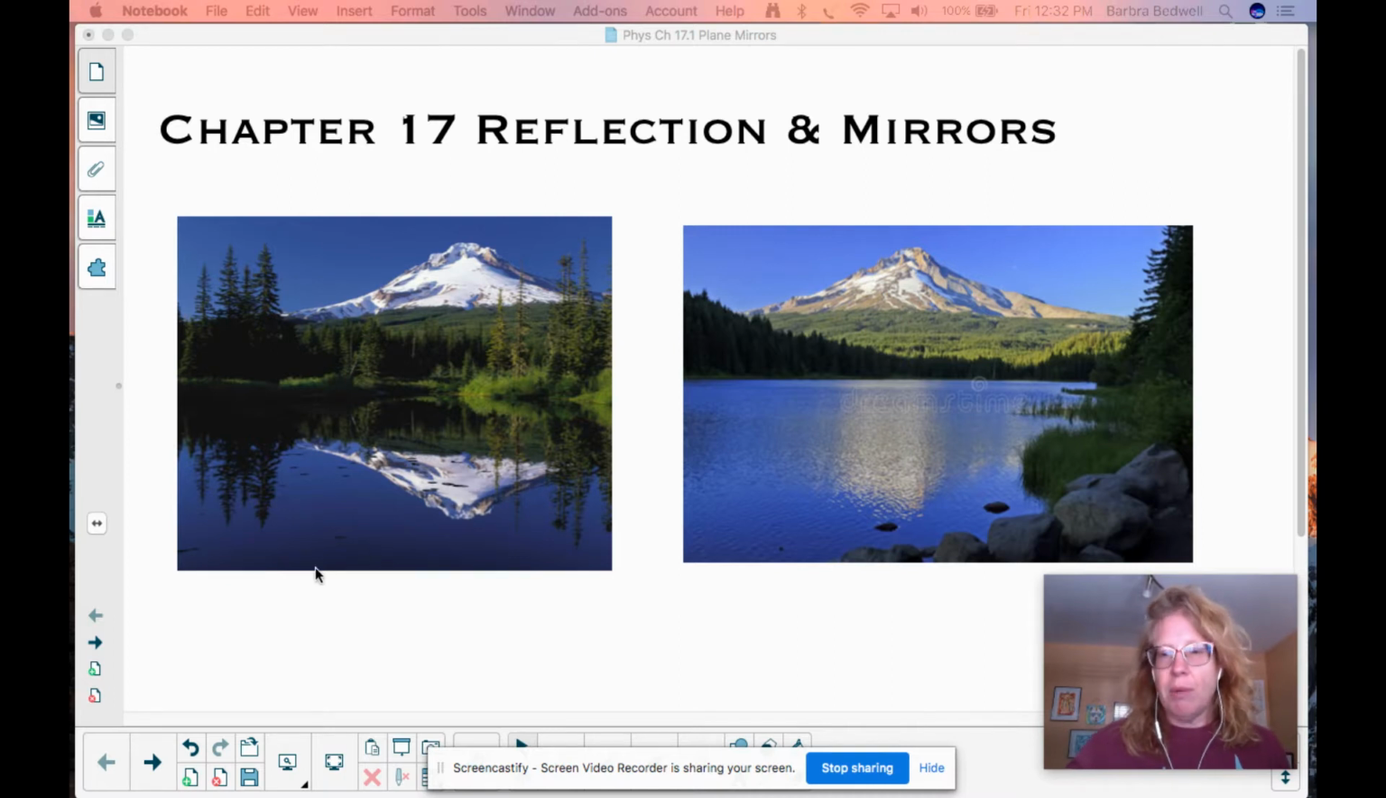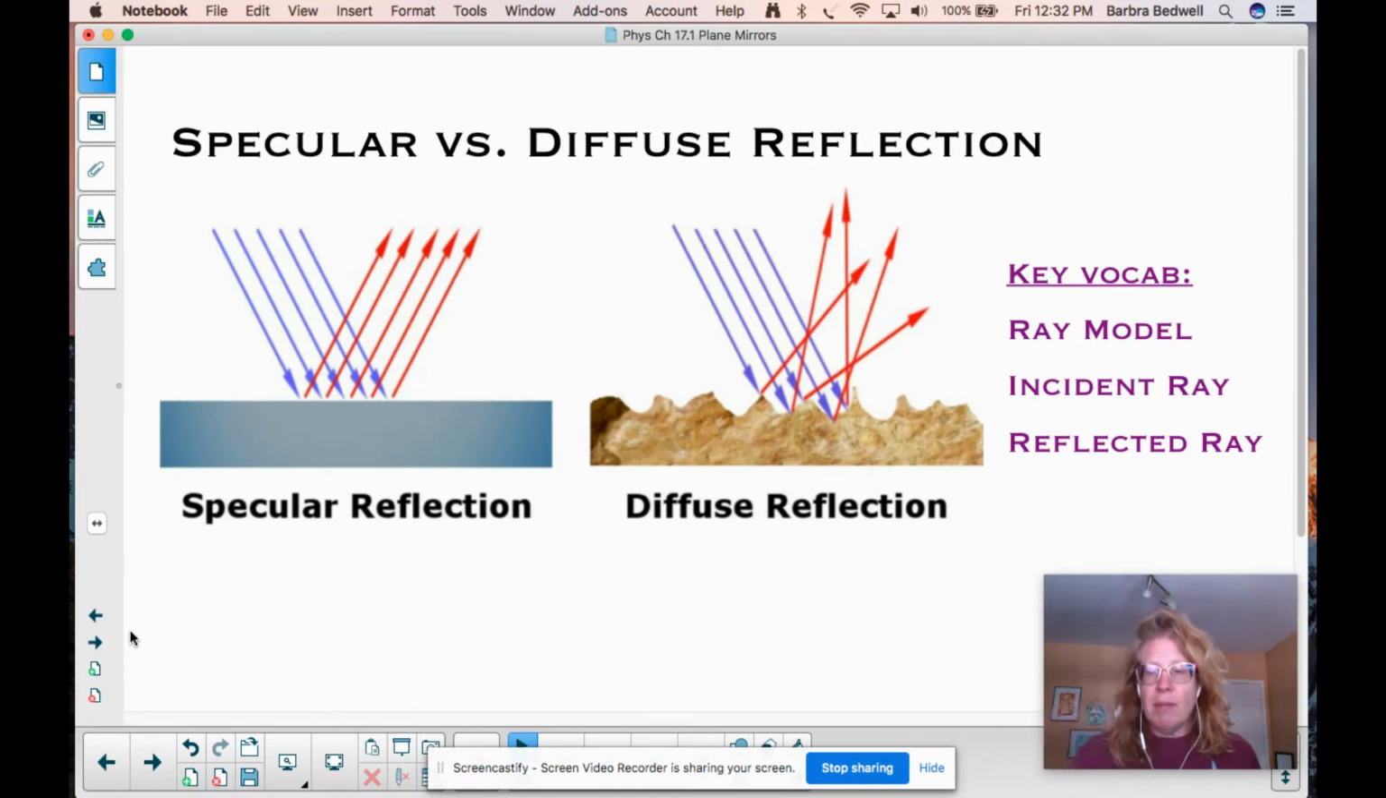And then in this chapter, we're going to play a lot more with that real fancy type of reflection that gets you a nice clear image. So with this one, we're talking about some vocab words here. There are actually two different general categories of reflection. One of them is called specular, that's the word on the left, and the other one's called diffuse, which is the word on the right. And they're related directly to the surface itself.